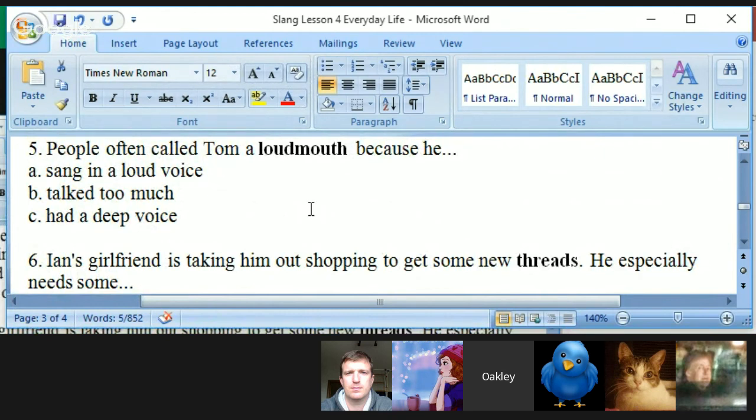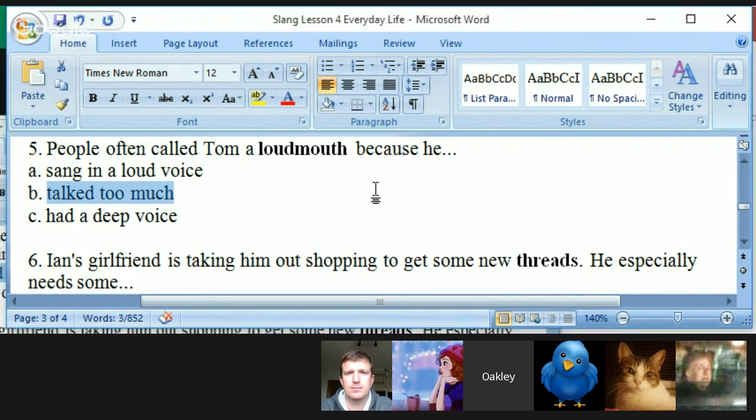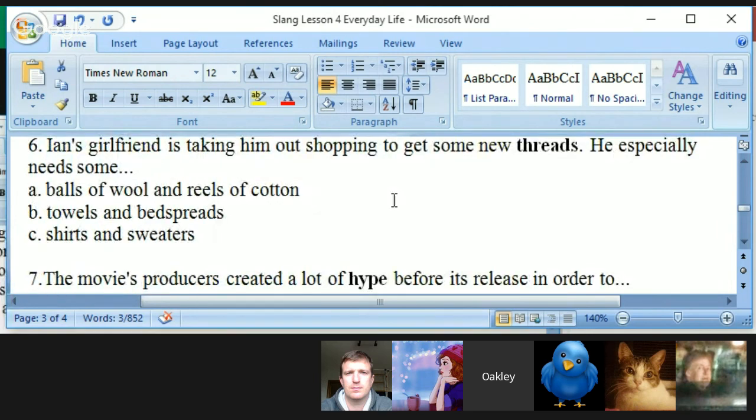People often call Tom a loudmouth because he talked too much. That's right. More than actually being loud, physically loud as opposed to quiet, it has more to do with talking too much rather than the volume of your voice. So very good. Sawa, number 6.